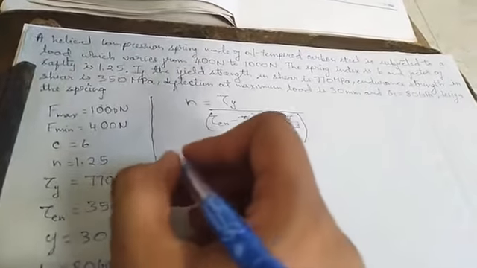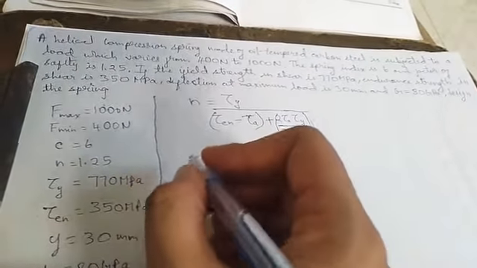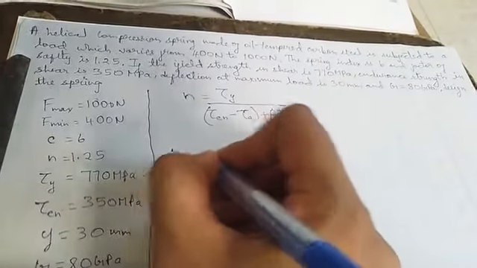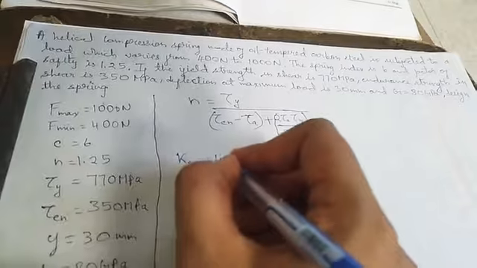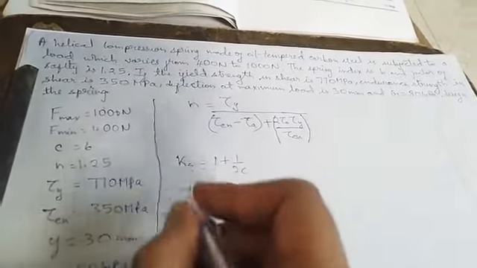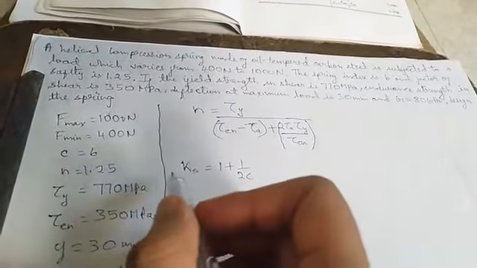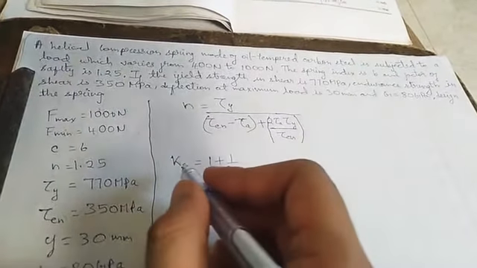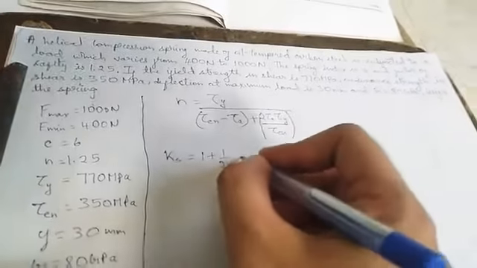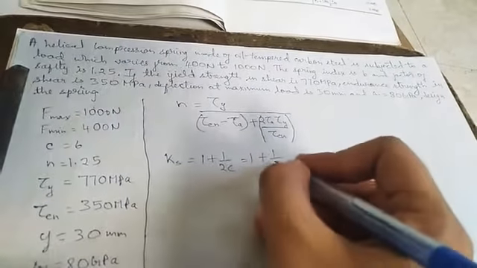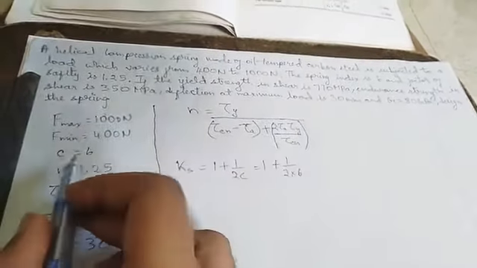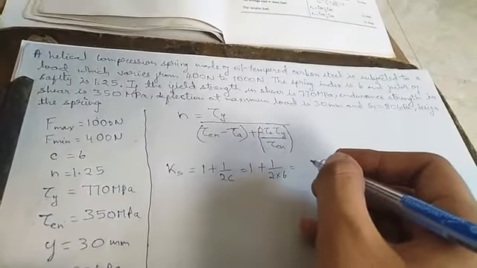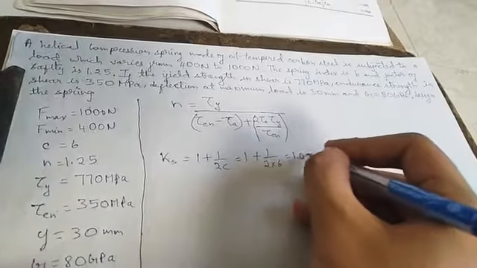So before finding, we'll go to some basic formulas. We shall find the value of Ks, 1 plus 1 by 2c. This is the shear stress concentration factor, Ks equals 1 plus 1 by 2c. This formula is also not given in data handbook. You have to remember this. 1 plus 1 by 2 into 6. In question they are given c as 6. So the value of Ks is 1.083.